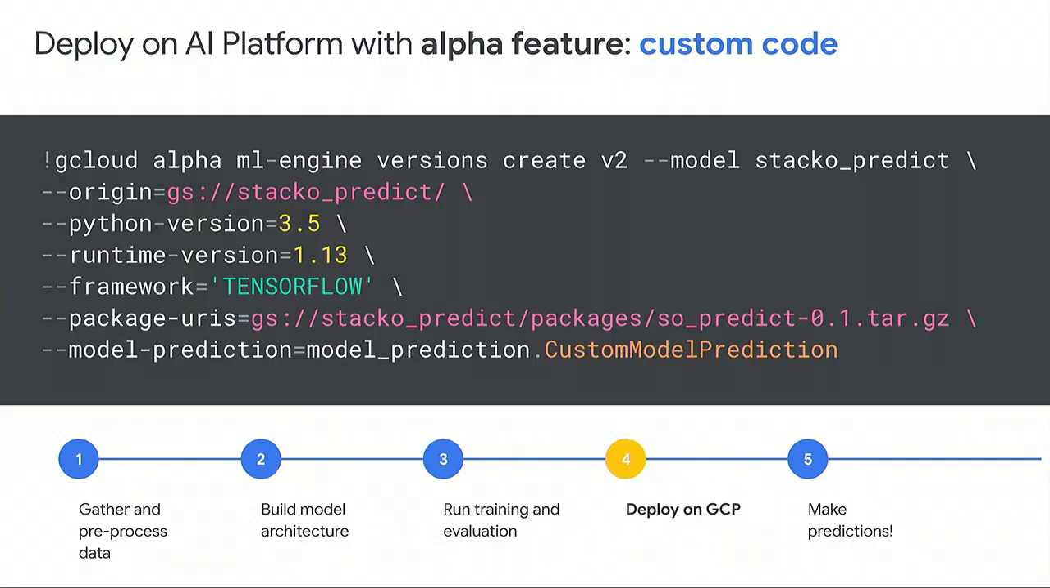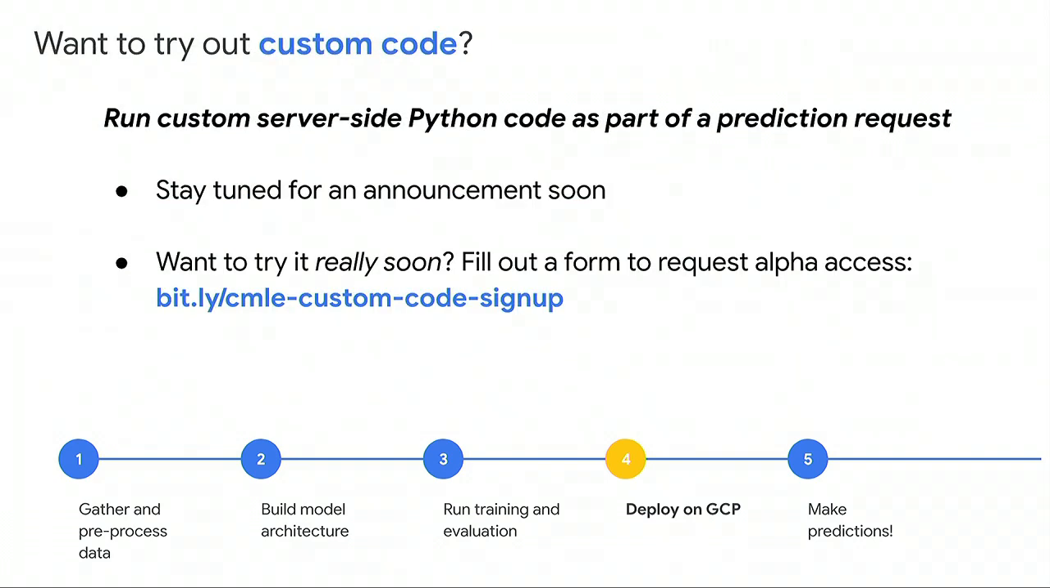Finally, we're going to deploy our model on AI platform with this new alpha feature called custom code. Custom code lets you run custom server-side Python code as part of your prediction request. So this lets you configure how you pass your inputs to your model, how you format them, and also the format of the prediction output. So we're going to make use of this feature so that our client can be super simple. All we want our client to do is just pass the text to our model, and then on the server, we'll use that tokenizer we created to convert it to a bag of words before we generate the prediction.